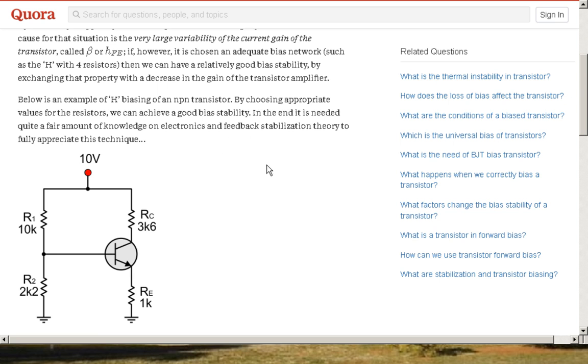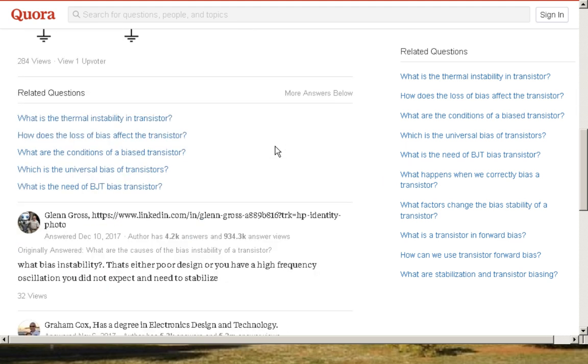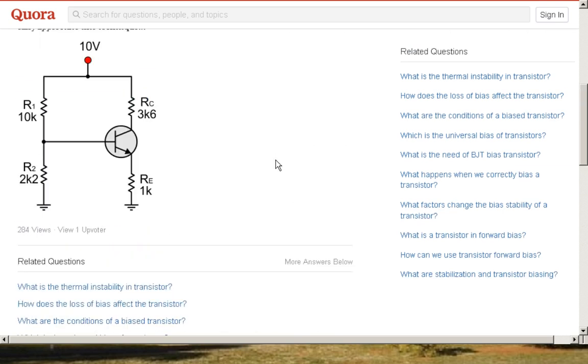So you set up this using 4 resistors. Below is an example of H biasing. By choosing appropriate values, we can achieve good bias stability. In the end, it is needed quite a fair amount of knowledge on electronics and feedback stabilization theory to fully appreciate this technique. Here they're using 1K. So in other words, a DC voltage of 1 volt from emitter to ground.